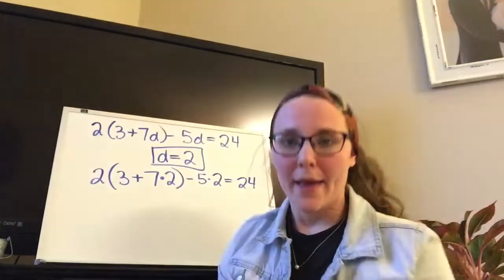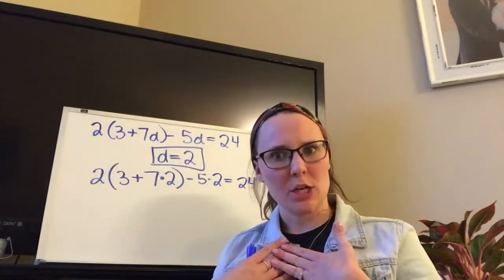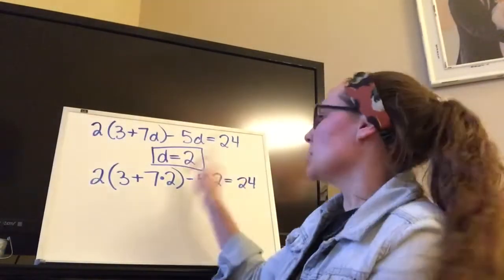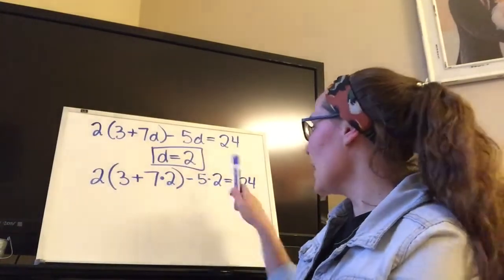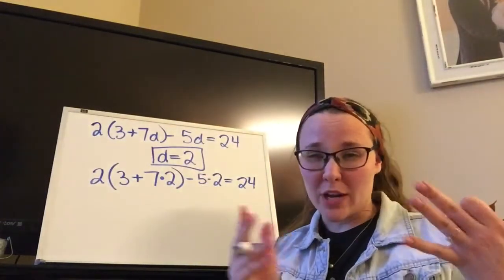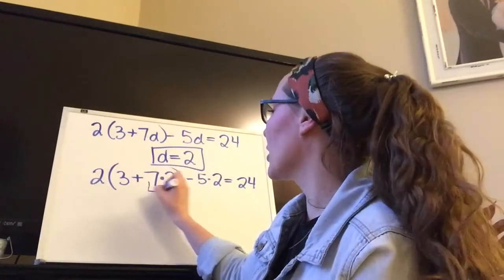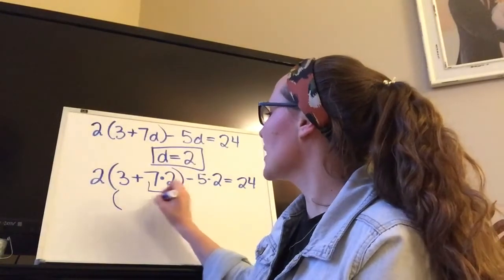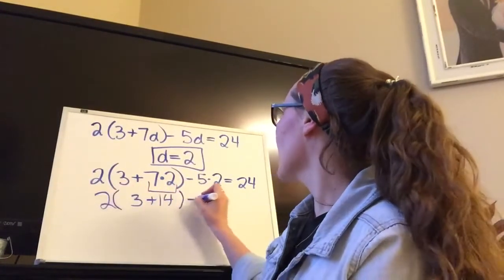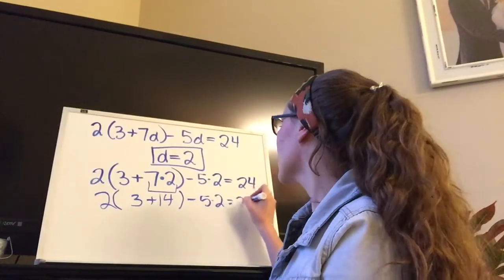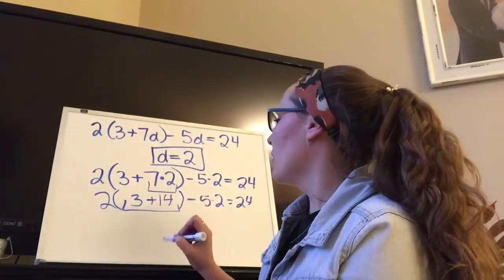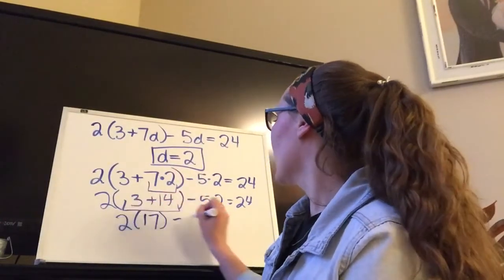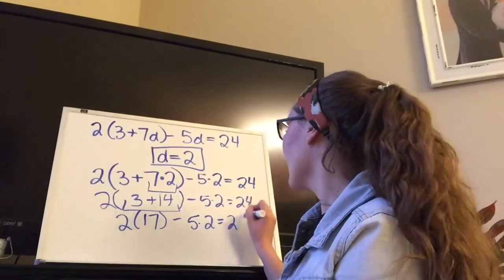We did it. In all my excitement of almost being done, I almost forgot to check my answer, but it's a good thing because I was running out of room anyway. So we need to check our answer. So I plugged in 2 for d everywhere I could. So now we're going to follow the order of operations to solve this problem and make sure that it works. So 7 times 2 inside the parentheses, we need to do that first, which is 14 plus 3, 2 on the outside minus 5 times 2 equals 24. 3 plus 14 is 17 times 2 minus 5 times 2 equals 24.